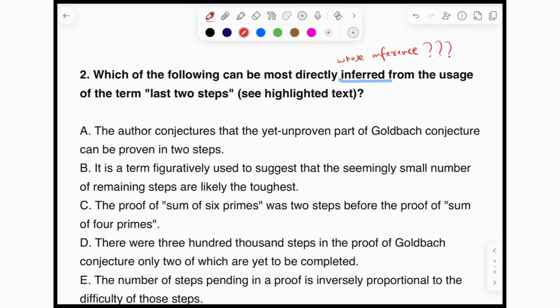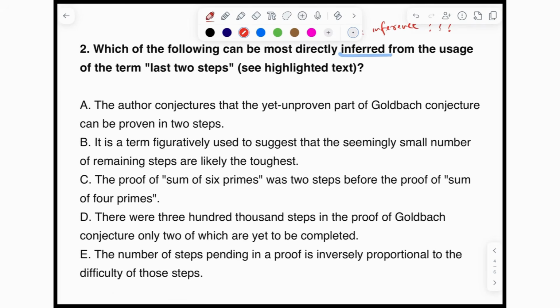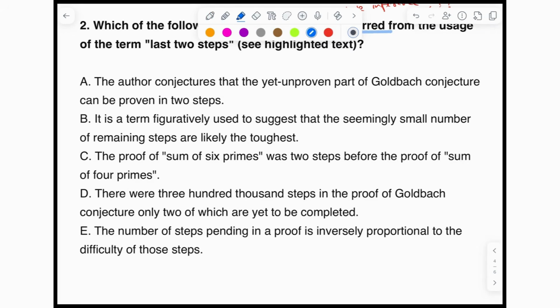The last attempt done by a mathematician was very close to proving the Goldbach conjecture. But is there any guarantee that if there were a third attempt, the yet unproven part can also be proven? No. There's no guarantee as such as per the author. And that is why the yet unproven part has no relation to the last two steps. And so is the reason that option 1 cannot be accepted.